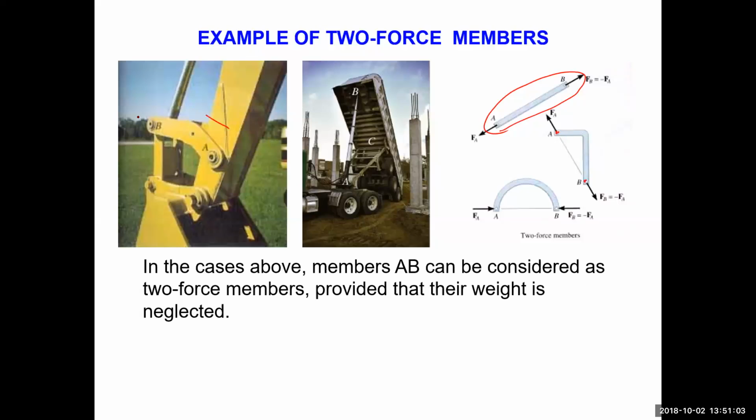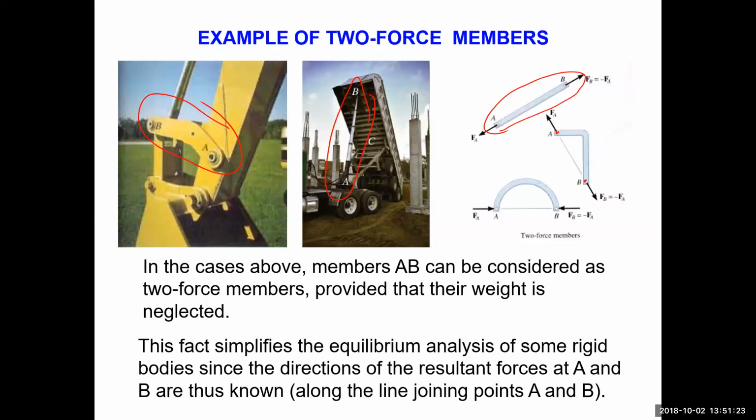So this AB is a 2 force member, again assuming that it's small enough that you can neglect the weight. If the weight is a consideration, then you're going to have a 3rd force acting on it. But think about it as a level of significance. If it's got a force that's 100 times more than its weight, which is common, then you can ignore its weight.